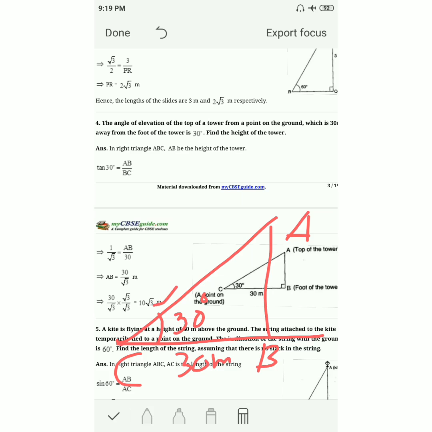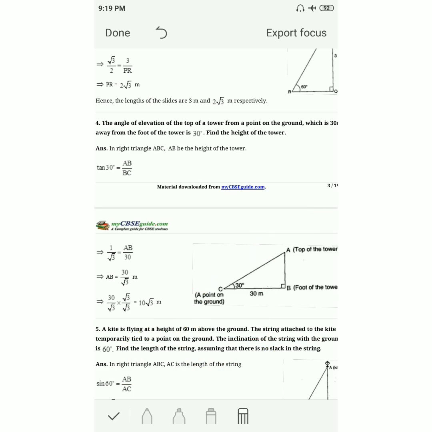Okay. Then we need to find the height of the tower. Now what is the height of the tower? It is AB because AB is a tower. So AB is the height of the tower. We need to find AB. Okay, so this figure is already drawn here. Now with respect to this 30 degree, BC is given. BC is our adjacent side. We need to find the height of the tower. That means AB. AB is the opposite side.